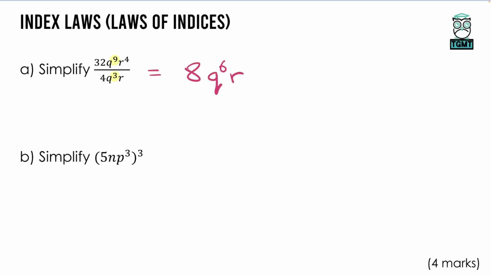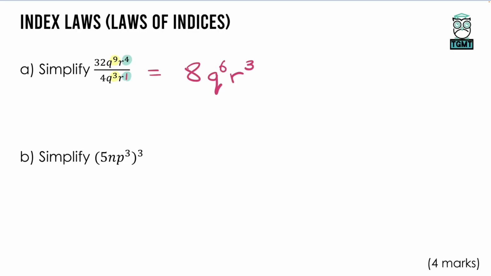Now on the next one, we need to be a little careful, because although we have this power of 4 on the top with the R, we don't have a power written for the R on the bottom. When there's not a power written, don't forget there is a secret power of 1 that isn't written there. So just remember to write that in whenever you see a letter in these index law questions where there's no power. So here, now we can subtract those powers. 4 take away 1 gives us a power of 3, and that is our final answer.